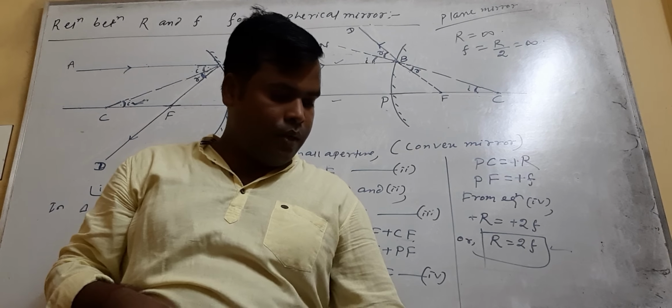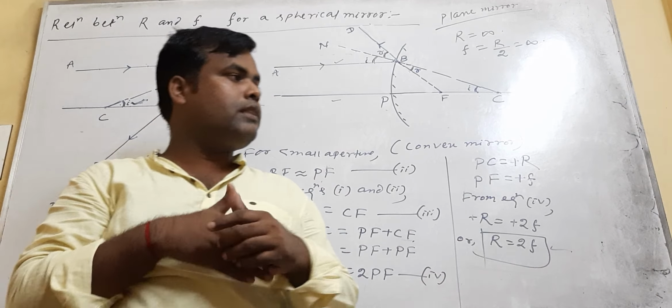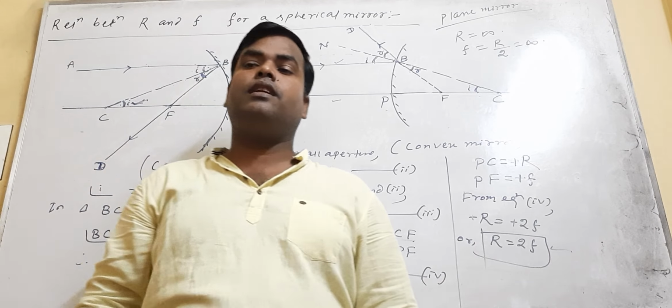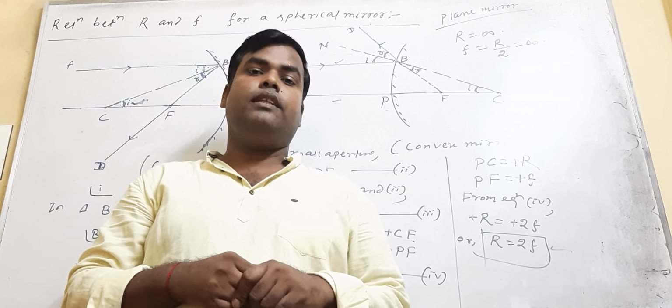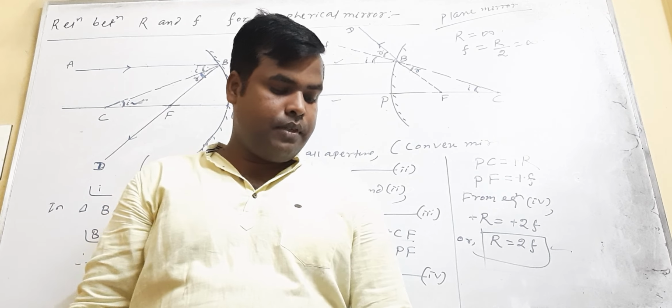So we have derived the relation between the radius of curvature and focal length. In the next class we will derive the mirror formula.